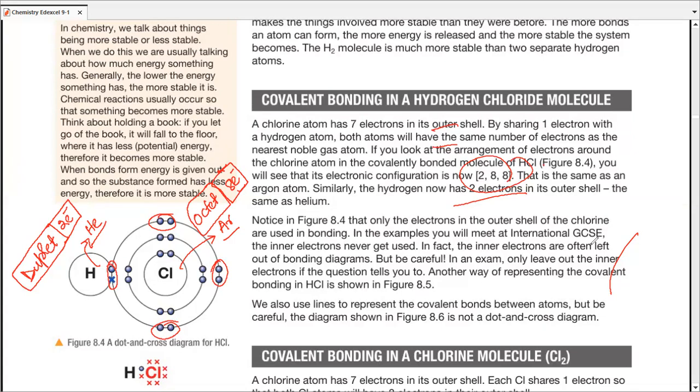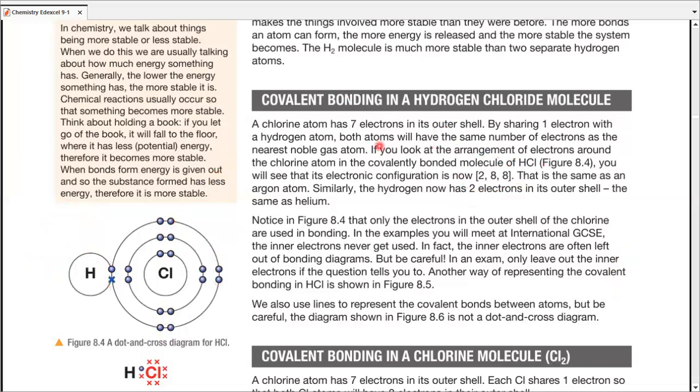Now, since the covalent bonding also occurs in the outermost shell, just like ionic bonding, inner shells will not participate in covalent bonding, right? Let's move on. Next example is of covalent bonding in chlorine molecules.